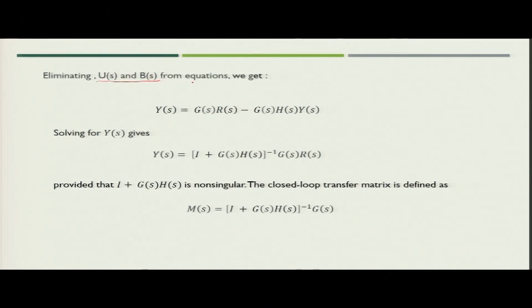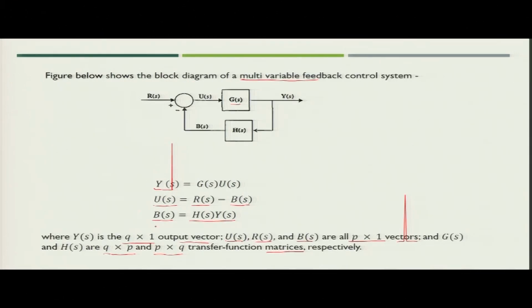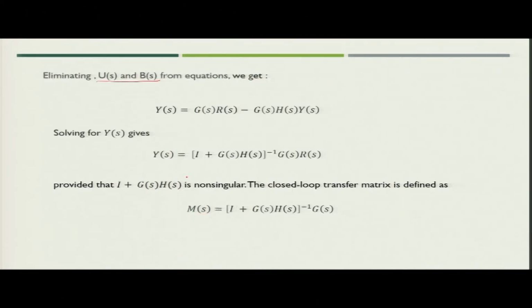So, when we eliminate u and b from these three sets of equations, we can write Y(s) equal to G(s)R(s) minus G(s)H(s)Y(s). Now, when you rearrange, Y(s) can be written as (I plus G(s)H(s)), where I is nothing but the identity matrix. So, this will become (I plus G(s)H(s)) whole inverse into G(s)R(s).